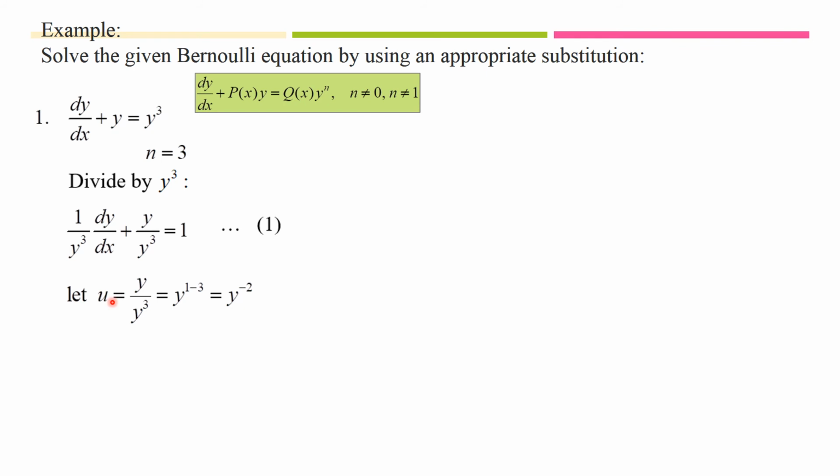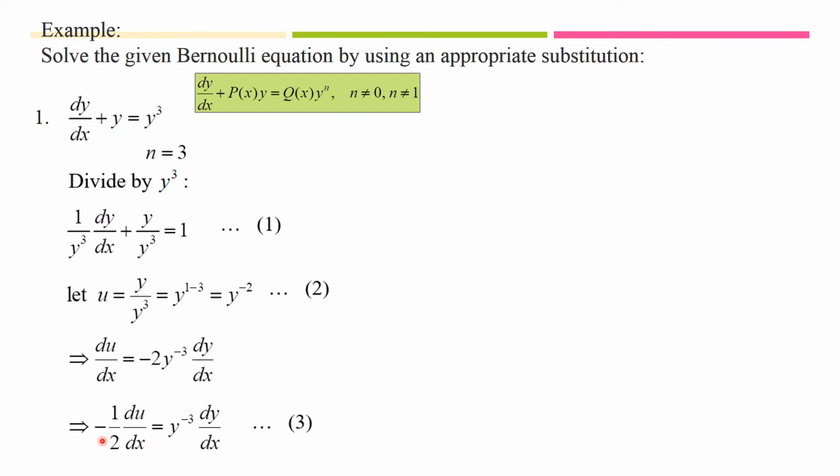We define u as y over y cubed. In other words, u is equal to y to the power of negative 2. Let's call this number 2. Differentiate u with respect to x to get du/dx. When we differentiate u with respect to x, we also differentiate y to the negative 2 with respect to x, which gives us negative 2y to the power of negative 3 dy/dx. Now bring negative 2 to the left side, so that y to the negative 3 dy/dx is equal to negative a half du/dx. Call this number 3.